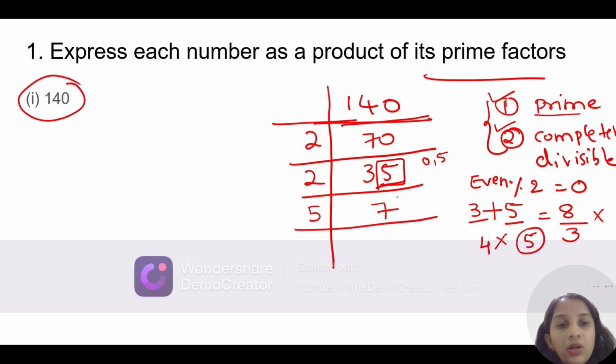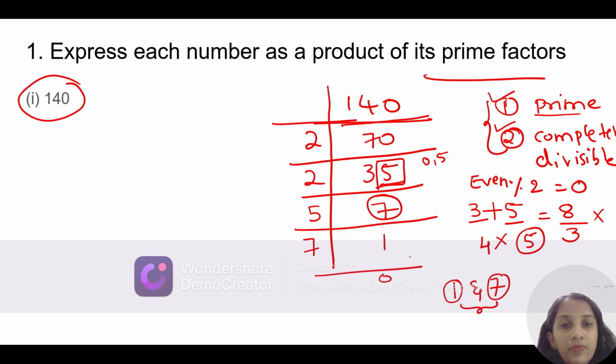Next, this 7 is a prime number. Then from which number should I divide this? 7 is a prime number. Prime number means it will be divisible by 1 and the number itself. The number is 7, so it is divisible by 1 and it is divisible by 7. Other than these two numbers, it will not be divisible by any other number. So in such cases, you have to take this number only. 7 ones are 7. Okay, done.